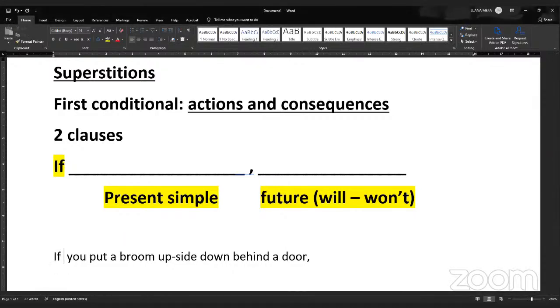If you put the broom upside down, si coloca una escoba al revés detrás de una puerta, what is that superstition? What's the consequence? The visit. Exactly, okay. That's correct.